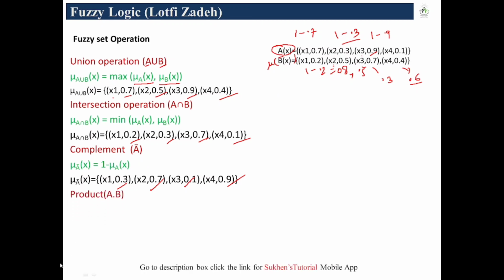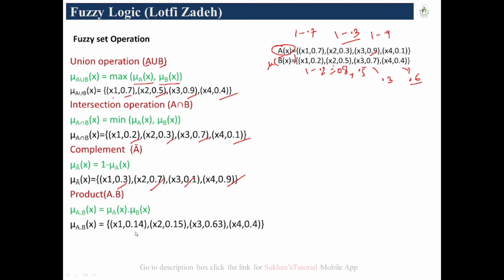Now product operation means A into B or A dot B, that means multiplication of set A and set B. What is the result? Like this: x1 comma 0.14, that means 0.7 into 0.2, that means 7 into 2, 14, and 0.3 into 0.5, that means 0.15, 0.9 into 0.7, that means 0.63, and 0.1 into 0.4, that means 0.04. This is the product operation of the fuzzy set operation.